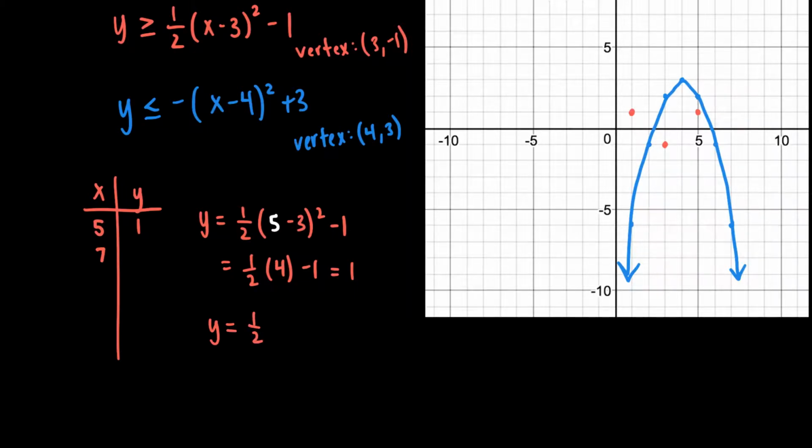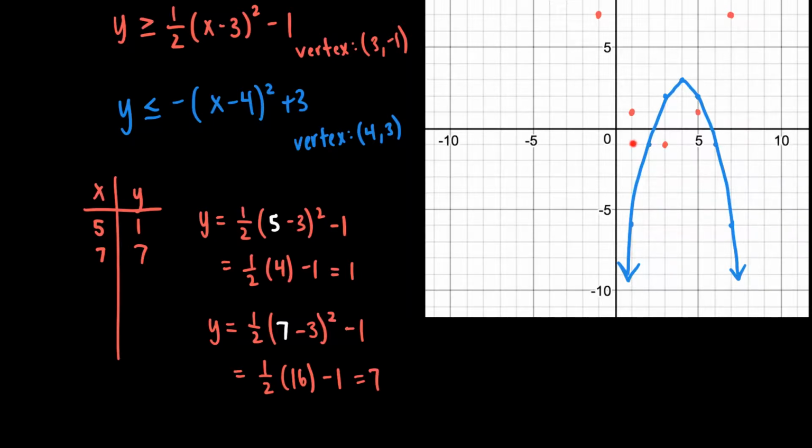So we got 1/2 of, I want to try the 7 value for x, minus 3 squared minus 1. So that's going to be 1/2 of, okay, 7 minus 3 is 4. If you square that, you get 16. So half of 16 is 8 minus 1. That gives us 7 here. So over 2, we're going to go up to 7. So that would get us right here. 2, 7.